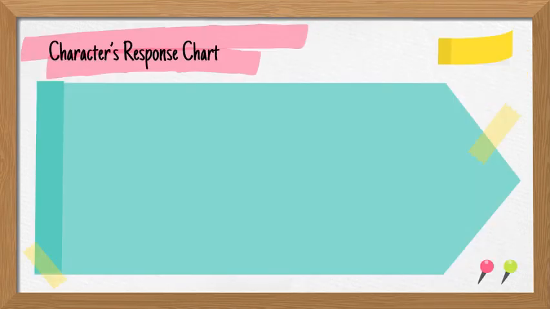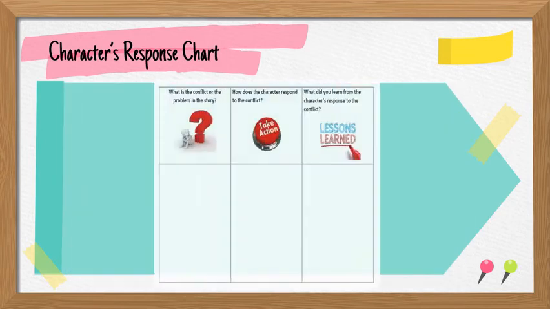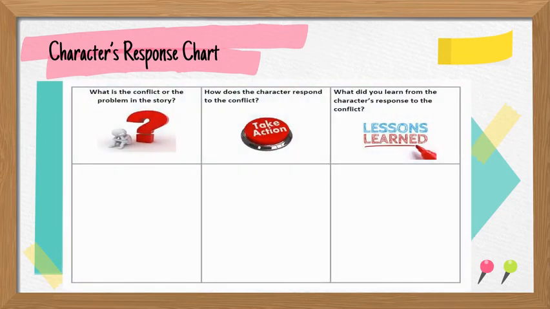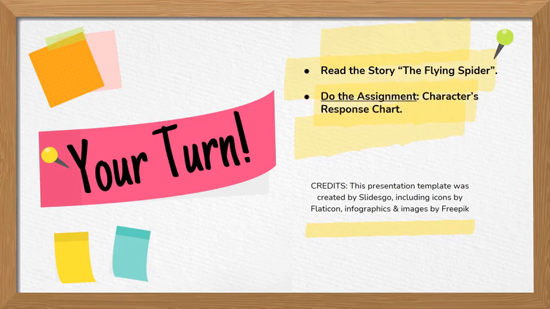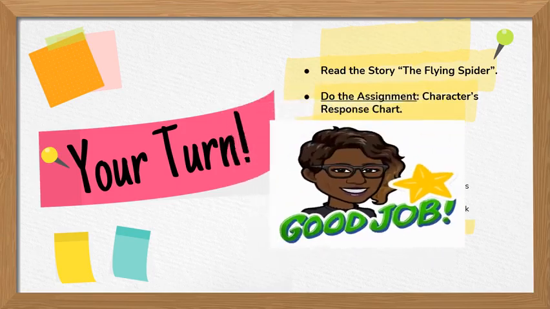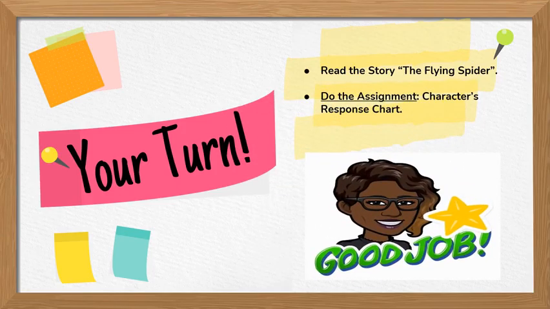Character's response chart. You're going to read the story, The Flying Spider, and you're going to tell what is the conflict, how does the character respond to the conflict, and what did you learn from the character's response to the conflict. Your turn. Read the story, The Flying Spider. Do the assignment, character's response chart. I know that you're going to do a good job.